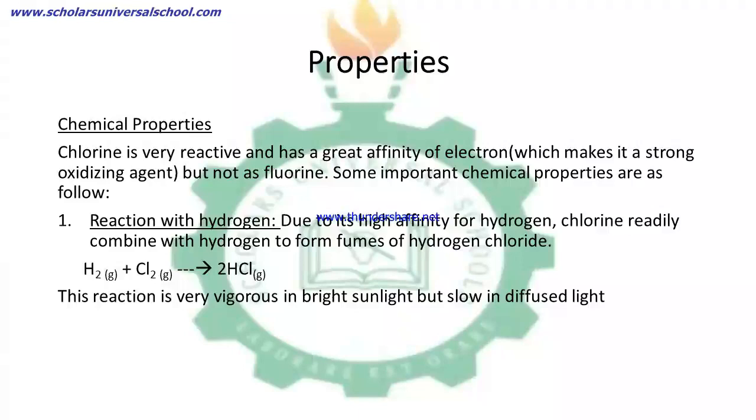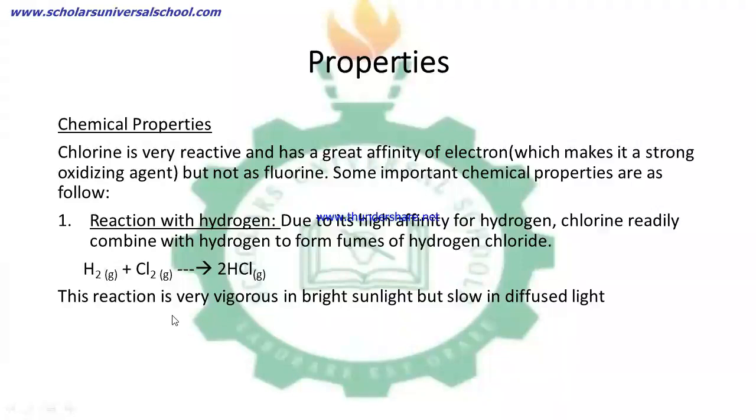Now we're going to discuss some chemical properties of chlorine in this lecture. We're not going to discuss all the properties, just two of them. The first one is reaction with hydrogen. Due to its high affinity for hydrogen, chlorine readily combines with hydrogen to form fumes of hydrogen chloride. Hydrogen gas reacts with chlorine gas to give 2HCl, that means hydrogen chloride gas is produced.